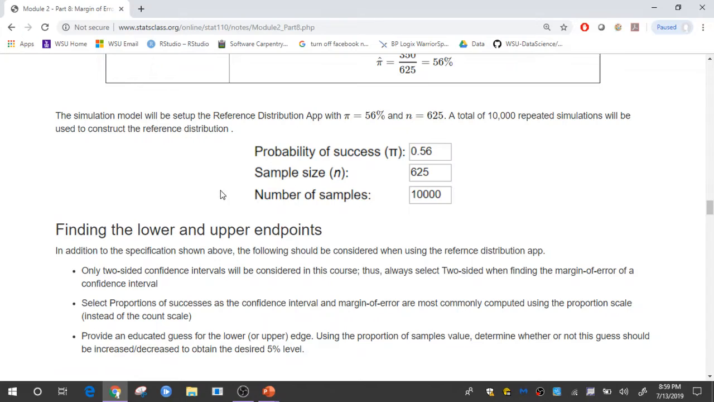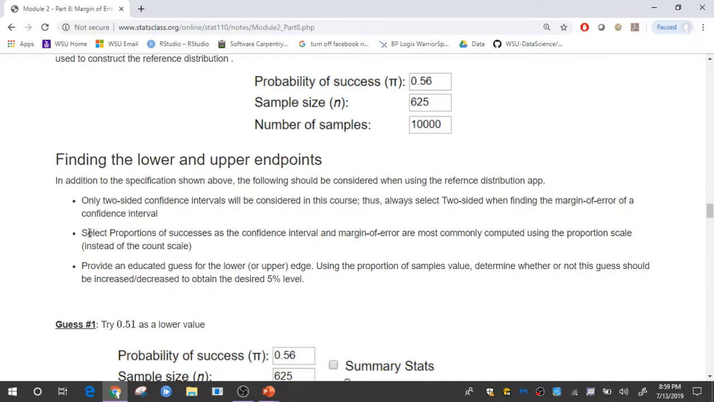Okay, so how do we obtain the reference distribution? Again, we're just going to use the reference distribution app, as I said. We're going to specify the probability of success to be the 56% here. N is going to be the 625, and I'm going to use 10,000 repeated simulations. Again, the higher the number for the repeated outcomes, the better.